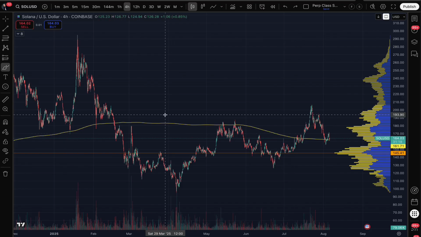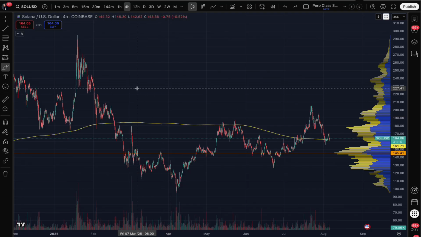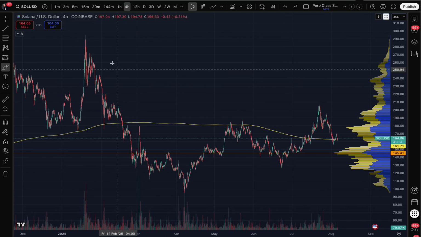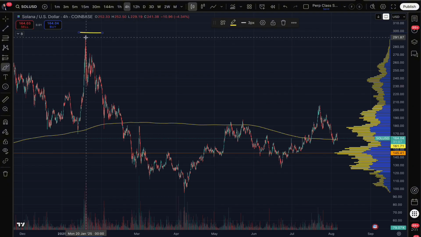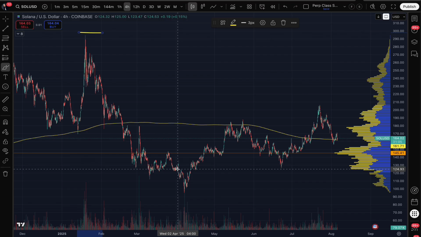But if we go back out and we look at all this price action, I would say it's not confirmed that we're in an uptrend yet relative to the highs that we set back at the end of January at close to $300 for Solana, because we had this massive downtrend that made these new lows.